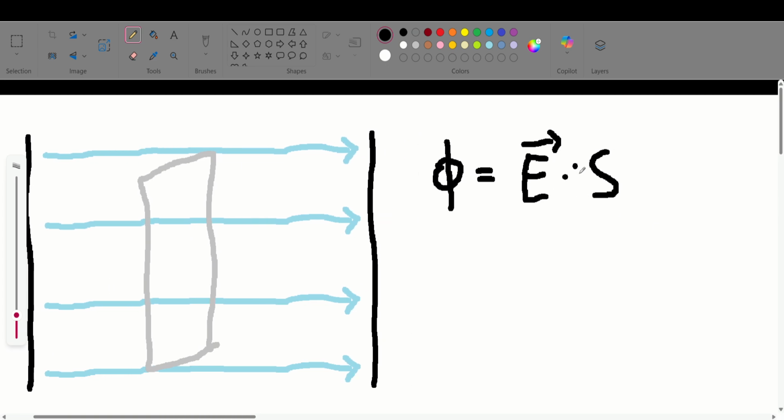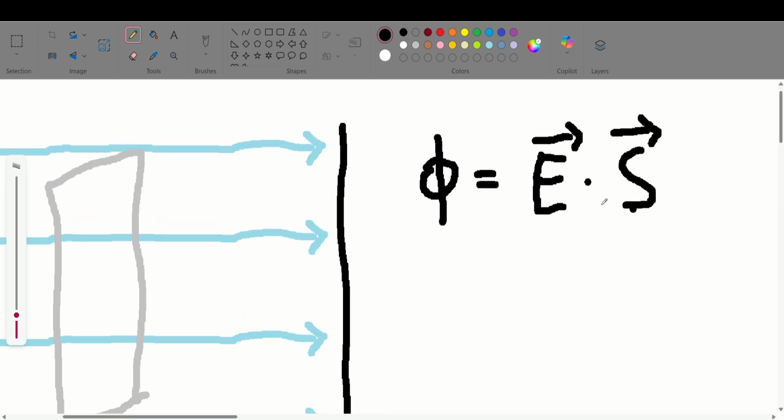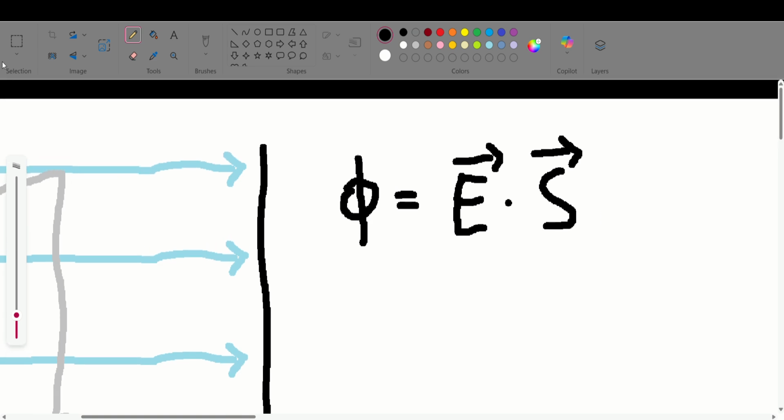So let us place a vector sign over the S. So now we know that flux is a result of the electric field and the surface area. But do we use a dot product here or a cross product? How do these two vectors interact? I'll give you a spoiler, it's a dot product, but why is that?